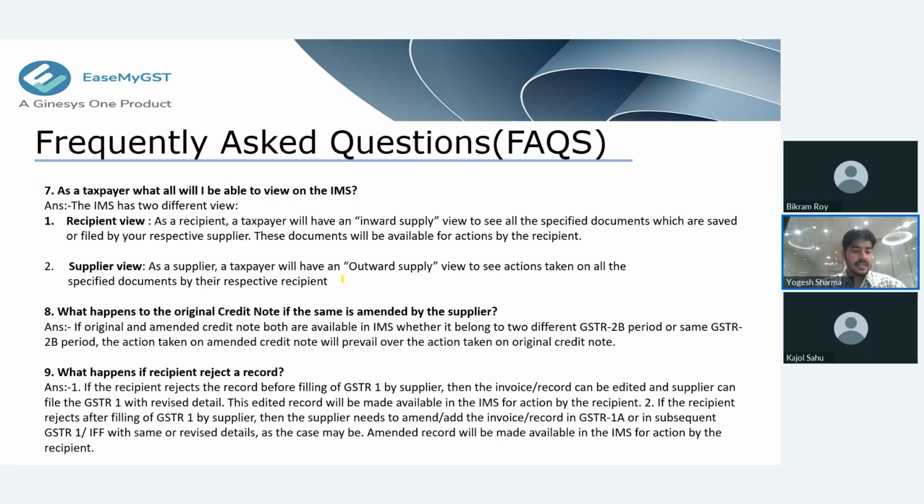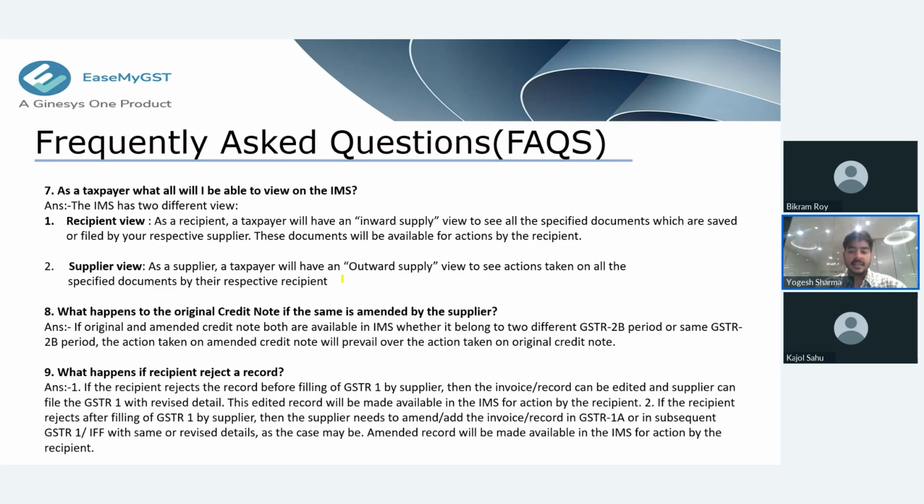So in the 9th question, what happens if the recipient rejects the record? If the recipient rejects the record before filing of GSTR1 by the supplier, it is very important for us to note that the invoice record can be edited and the supplier can file the GSTR1 with revised details. So this edited record will be made available in the IMS for action by the recipient.